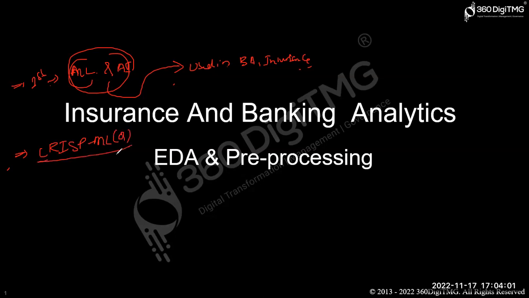CRISP-ML(Q). In order to do a project when it comes to data science, what is the hierarchy we are following? What are the phases? In how many phases will we be doing the data science project, and what will we be doing in each and every phase? We have six phases, like we have seen in the previous session. The very first phase is business understanding. What will we be doing in business understanding?